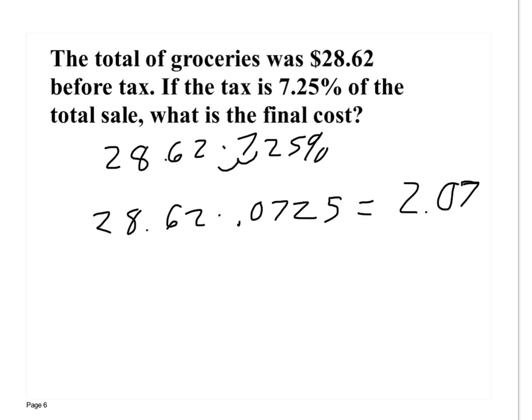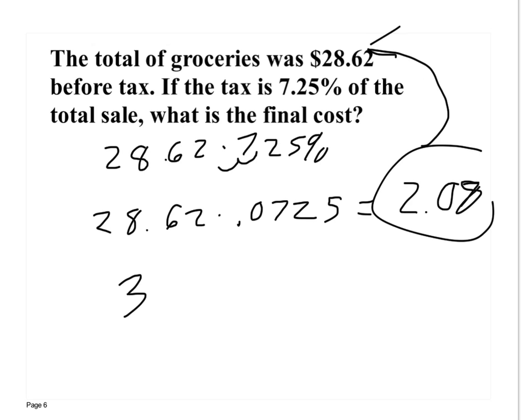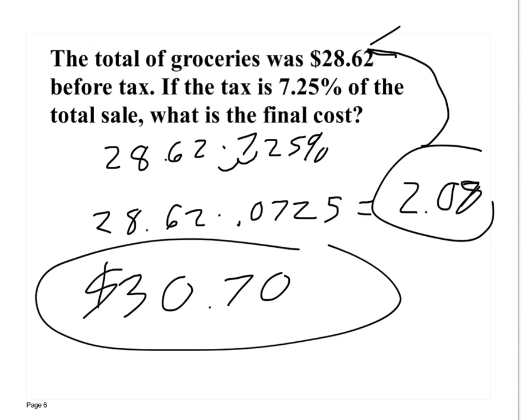Actually 2.08. So what we do is add that to our subtotal. So 28.62 plus 2.08. So that will leave us with 30.70. And it's dollars, so make sure you write the dollar sign. There's your answer. Any questions? I got 30.70.